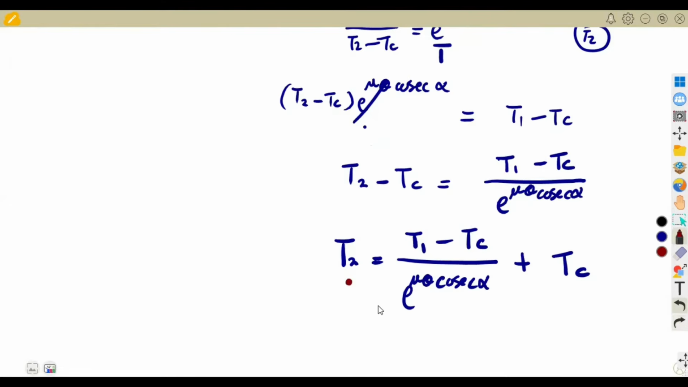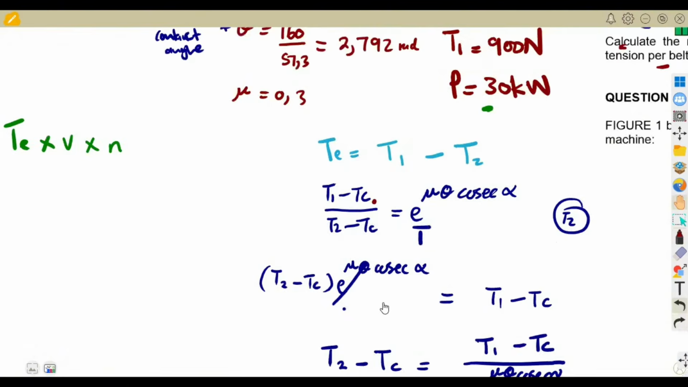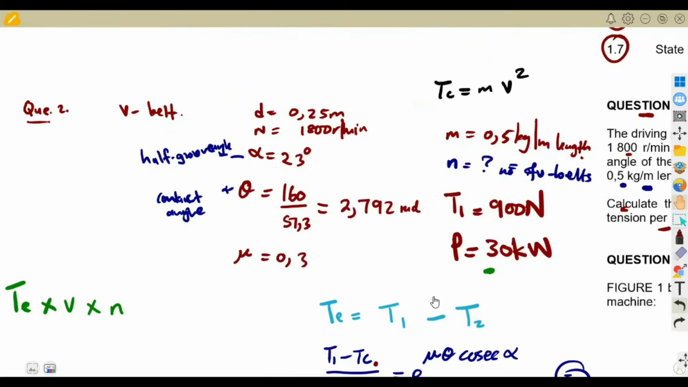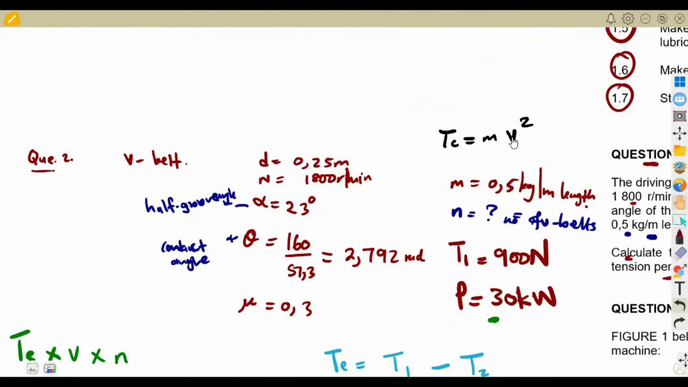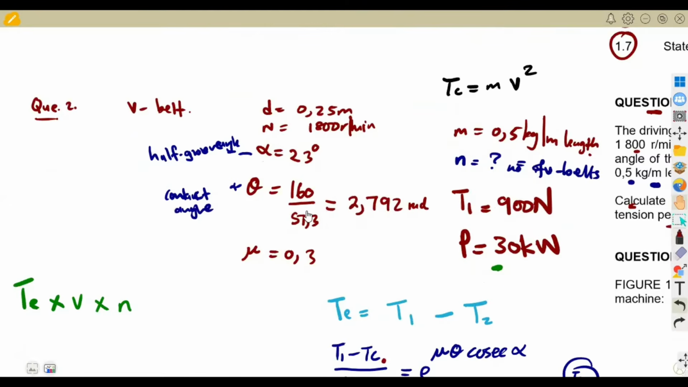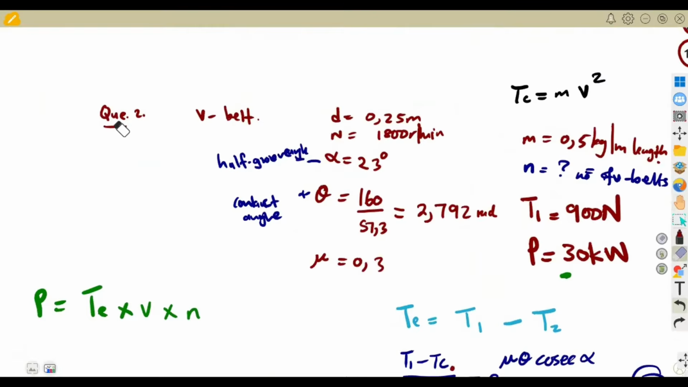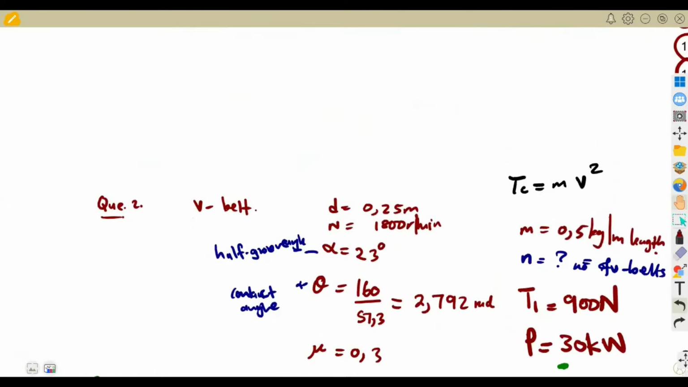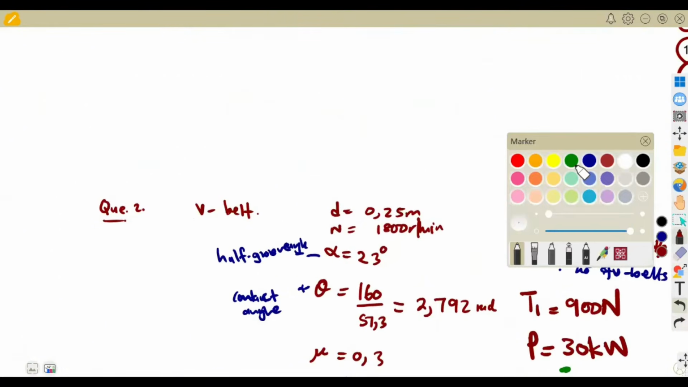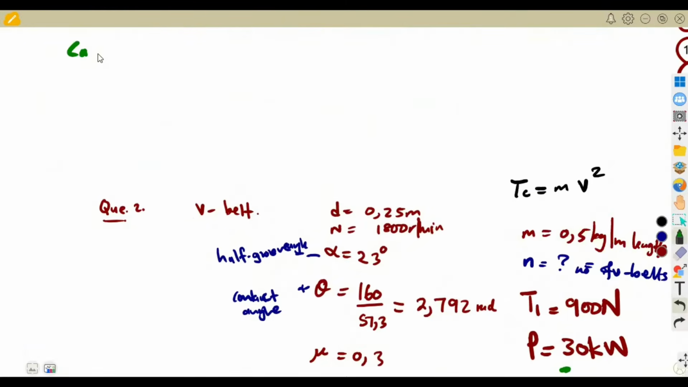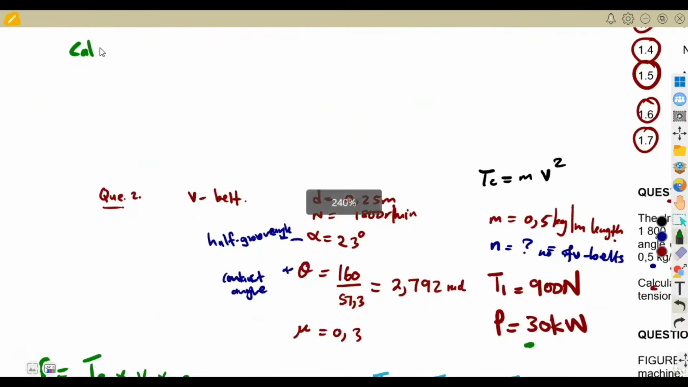Like we said, we need T2. But we do not have TC. So where are we going to get TC? Let's go back here and calculate our TC. Remember, I said here, TC is equal to m v squared. But still, we are limited there because we do not have V. All right. V can be calculated from which point or from where? From the formula. Remember, let us calculate the velocity. So calculate the belt velocity.